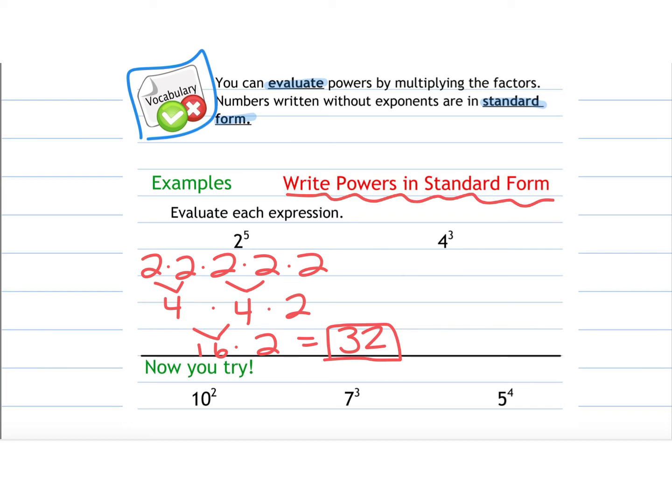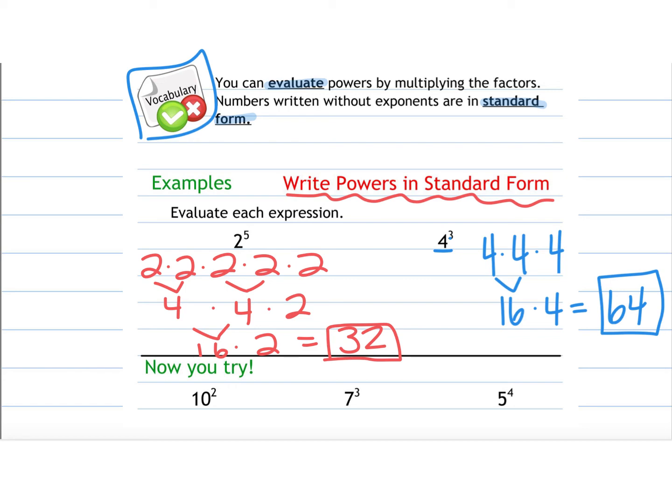Next one, 4 to the power of 3. Again, that's not 4 times 3. That means we are taking our base, 4, and multiplying it 3 times, which is what our exponent tells us. So 4 times 4 is 16. And then we have 16 times 4, which is 64. So 4 to the power of 3 is 64.